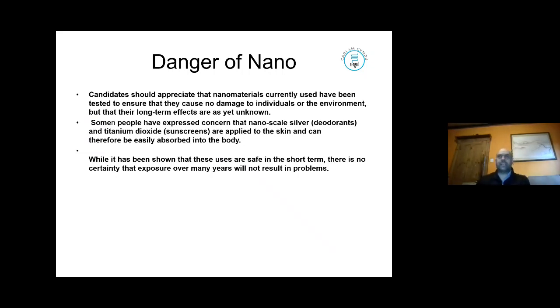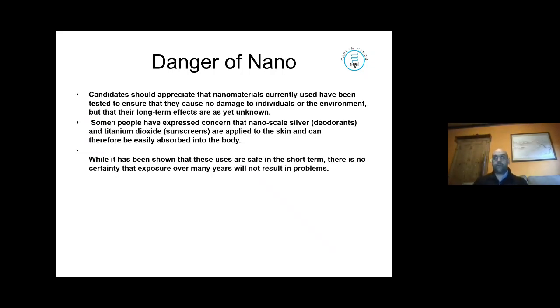So what we need to be saying here, if we're asked about the dangers of nano, is that they're so small they can easily enter our body and our cells, and we don't know the long-term effects on our health. So don't just say they're bad, because if they're bad, you wouldn't be able to use them. You need to say the long-term effects on our health. We don't know what those are.